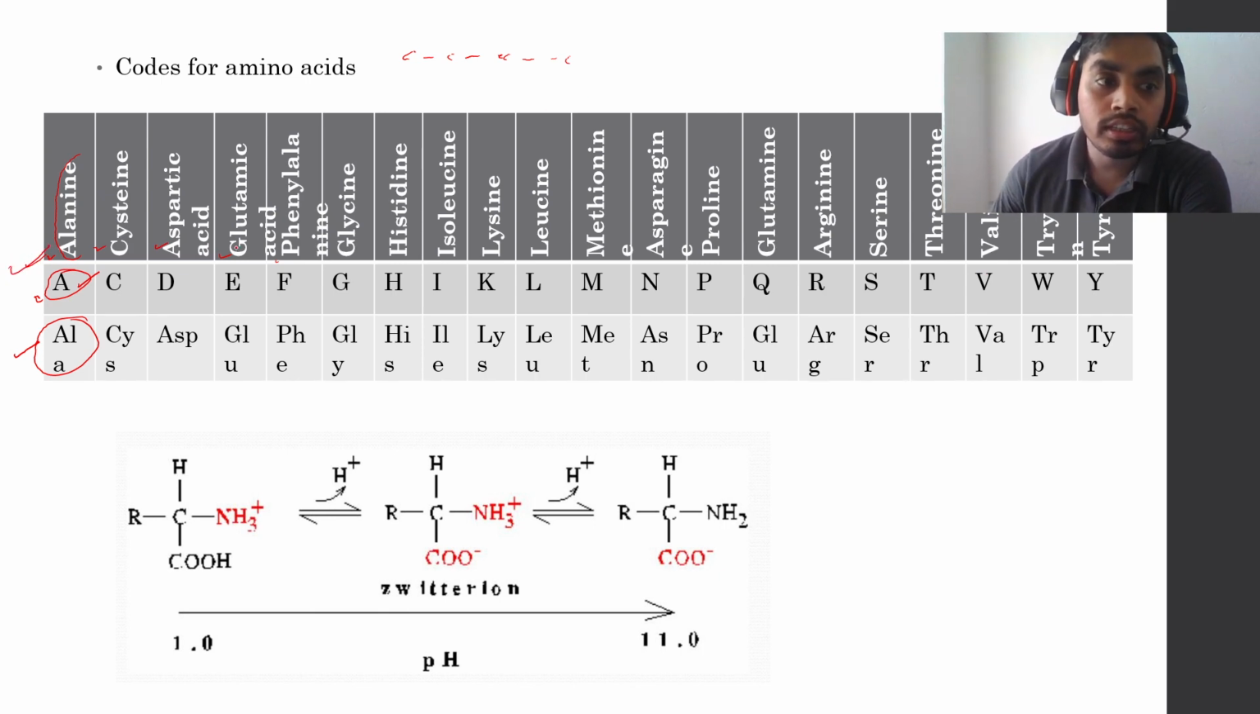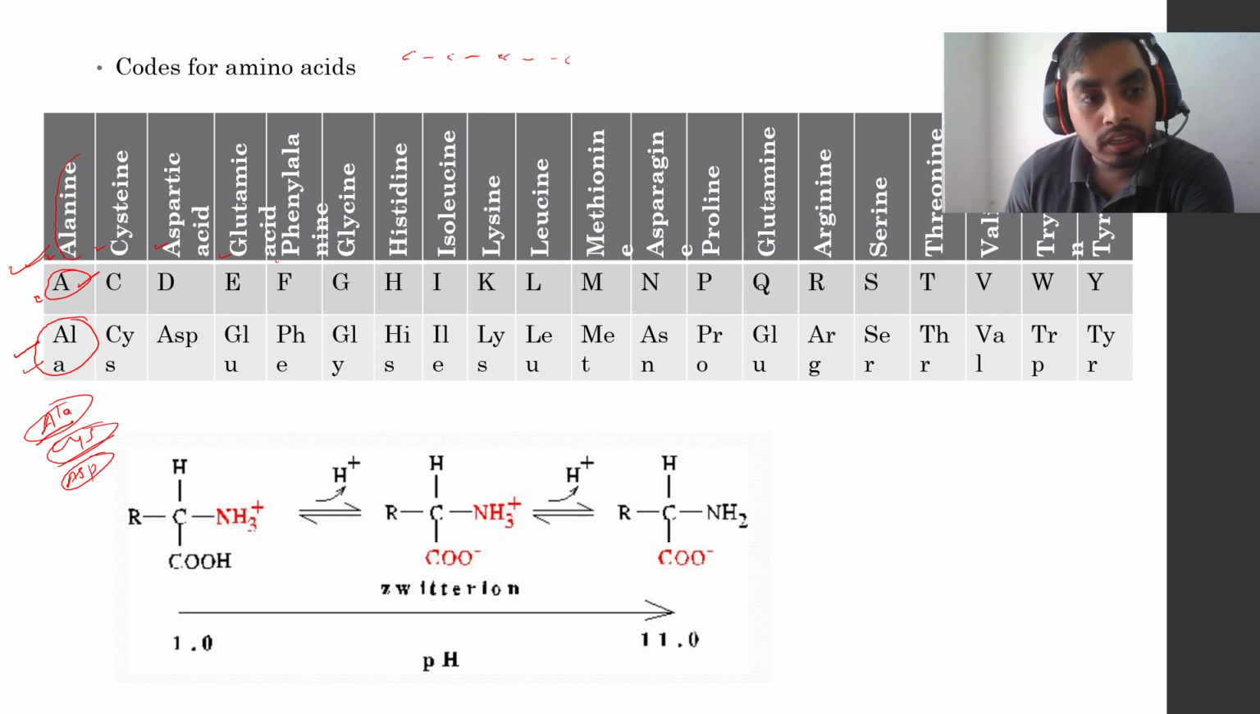If you have something like ALA, you can recall that this is basically alanine. If you have CYS, then you can remember that this is cysteine. Similarly, here ASP, aspartic. So these three-letter codes will be used in the NCERT book many times. So you can recall by these codes what these amino acids are, and the single-letter code will be used somewhere in chemistry. Okay.